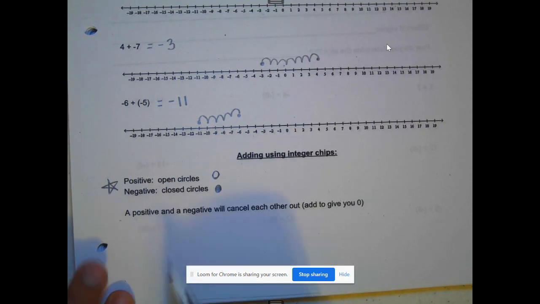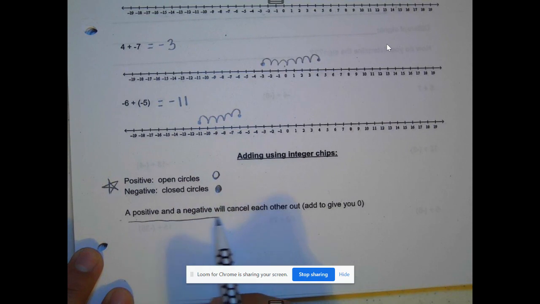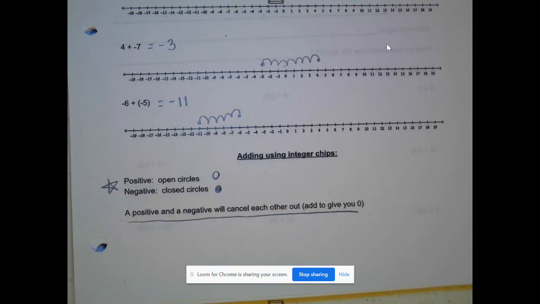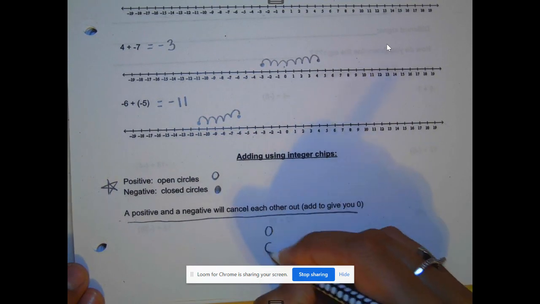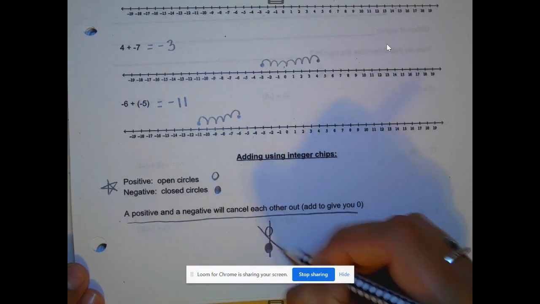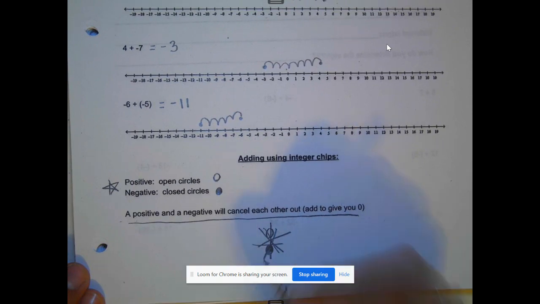So it says right here, this is super important, a positive and a negative will cancel each other out. That means they cancel each other out, they add to give you 0. This will make more sense when we do an example. So if I have an open and a closed, they match up with each other. They cancel each other out.